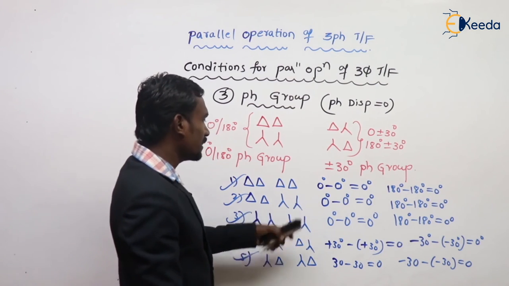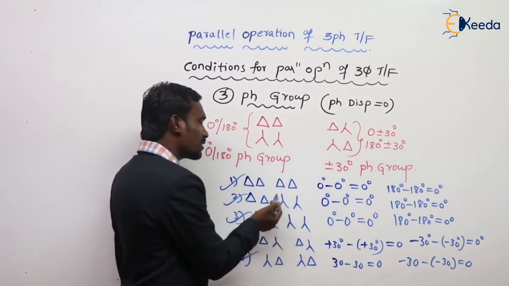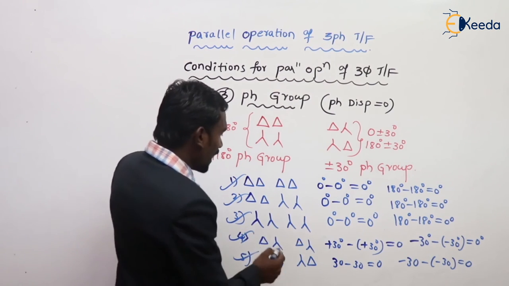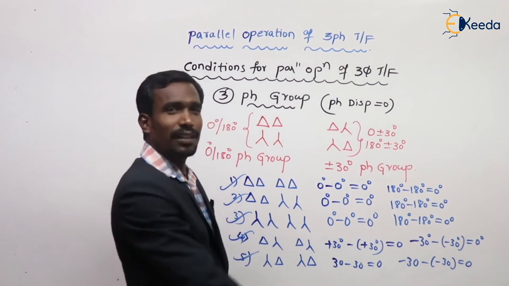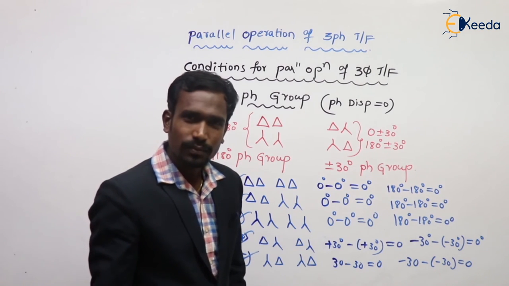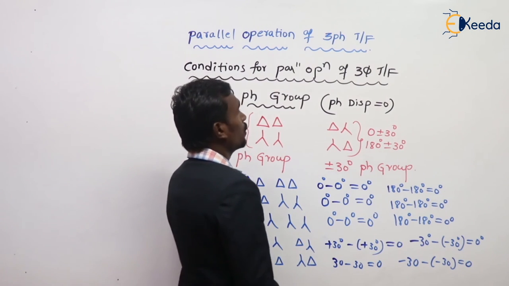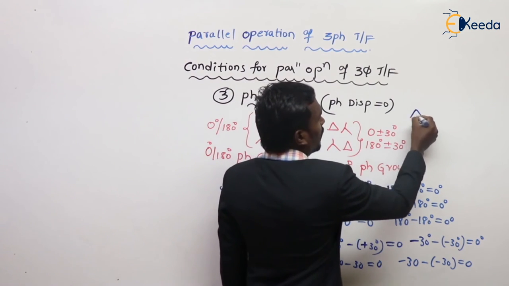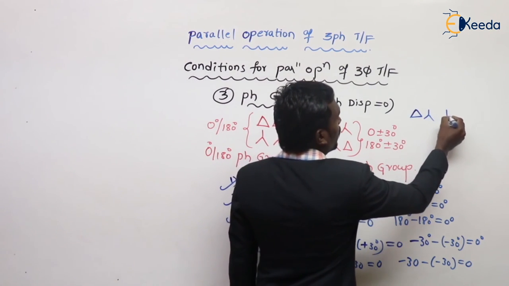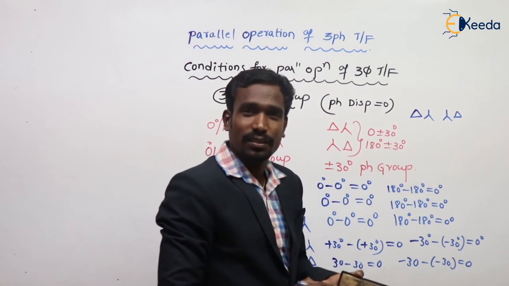Delta delta with delta delta, delta delta with star star, star star with star star, star star with delta delta, and delta star with delta star, star delta with star delta are possible. But in some textbooks they will give you that delta star and star delta also possible, but this is not the correct answer.